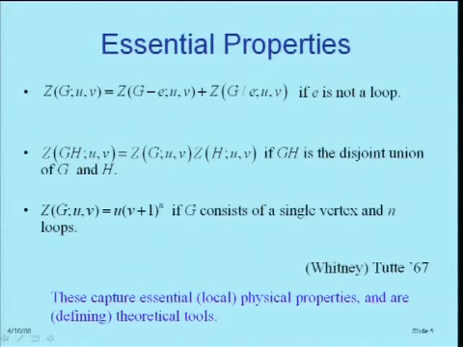These properties capture the essential local physical properties in the Potts model, in that if you have two vertices with different spins, there's no interaction, so there might as well not be an edge between them. If you have two vertices with the same spin, they interact with their neighbors identically, so they might as well be coalesced into a single vertex with perhaps some weighting. So that's what I mean when I say it captures the essential local properties of the Potts model.